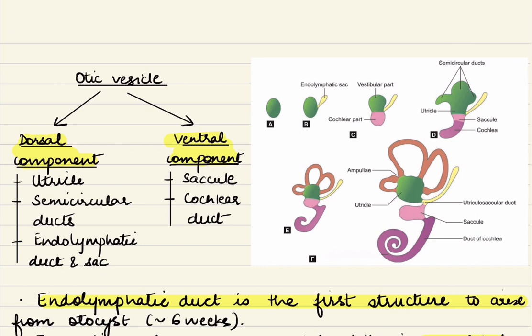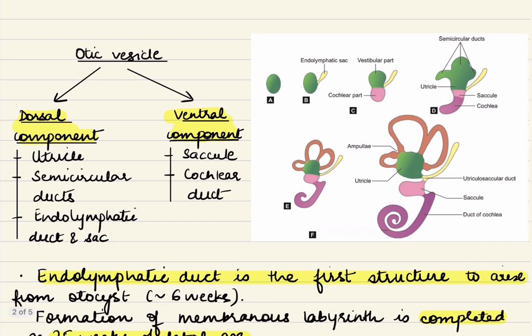Now, this otic vesicle is the main part from which all the parts of the membranous labyrinth develop. This otic vesicle is divided into an upper or dorsal part depicted in green color and a lower or ventral part depicted in pink color. The first component developing from the dorsal component is the endolymphatic system, that is the endolymphatic duct and the endolymphatic sac. This is the first part to develop at the age of around 6 weeks.